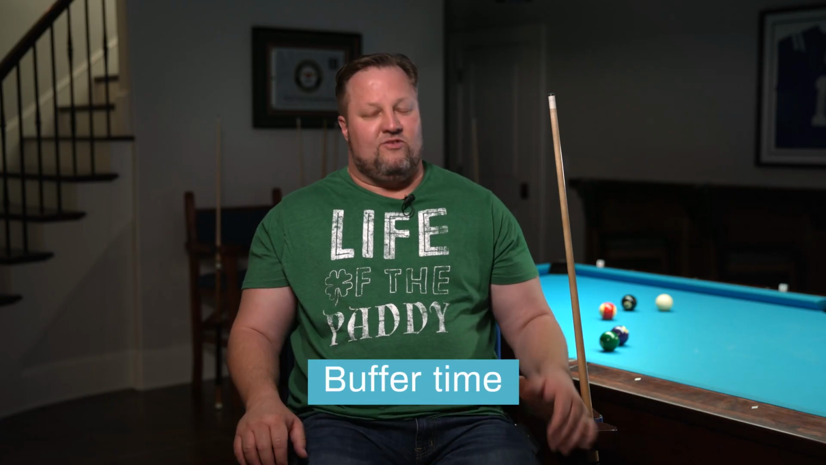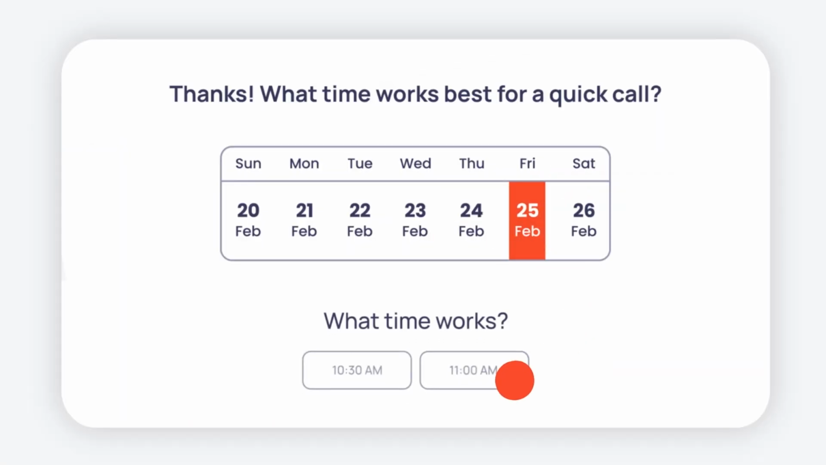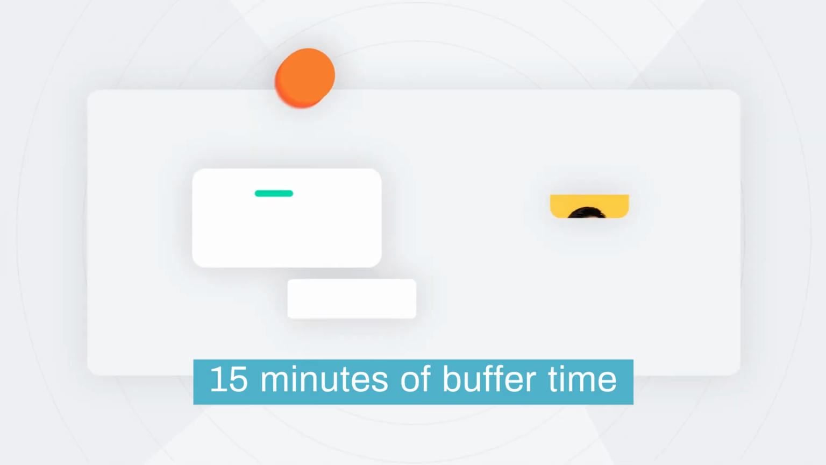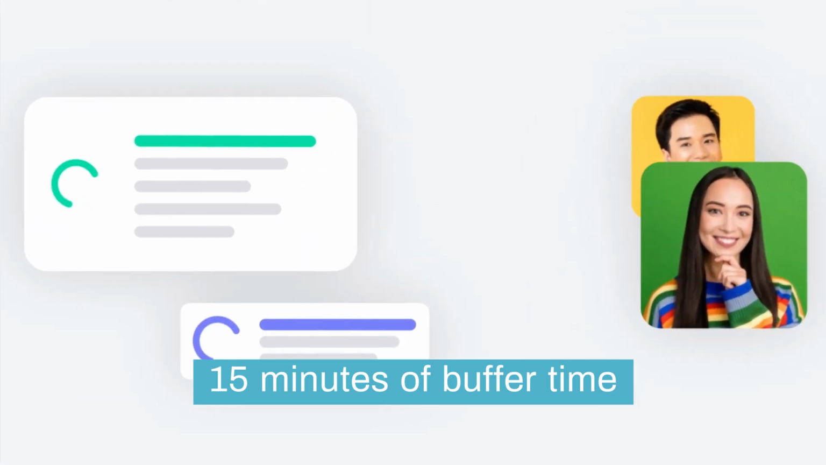Another thing to consider is buffer time. I use Chili Piper, and that allows me to put a 15-minute buffer in between my calls. This means for every person that schedules a call, I have 15 minutes before my next task starts. That allows me to reset my mind so that I come in hot for that upcoming task.